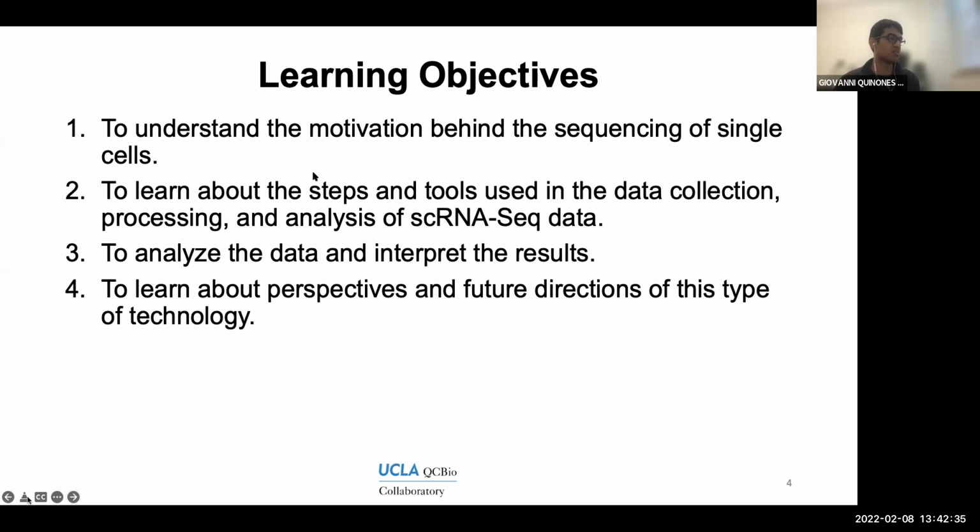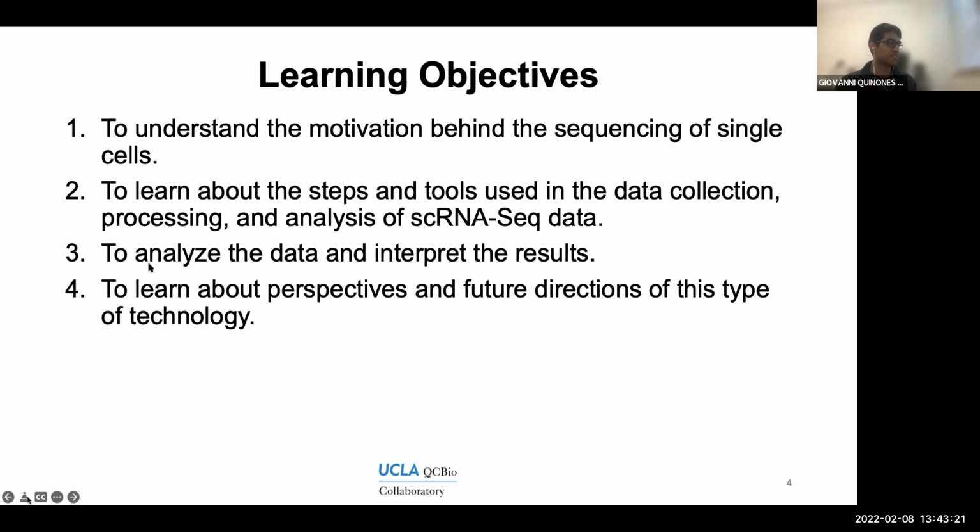The second one is to learn about the steps and tools that we can use for data collection, processing, and analysis. Of course, at this point, there are hundreds, probably thousands of different tools. People develop new protocols, new technologies, new pieces of software every day, and it's virtually impossible to keep up with everything. However, I wanted to introduce you to the most common ones, the most useful ones, in order for you to make comparisons and to know what each tool is used for.